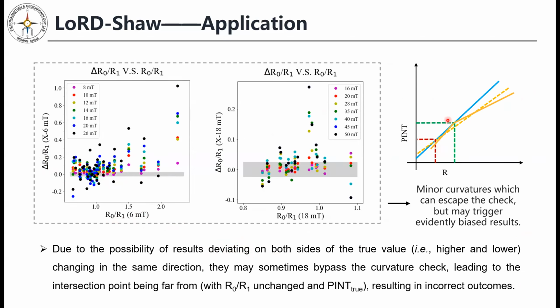This plot illustrates this: this is the unchanged R and the accurate paleointensity point, and it will have the same changes on both sides, and some minor curves in this data will introduce very large bias in the intersection points. So all these data have these problems.